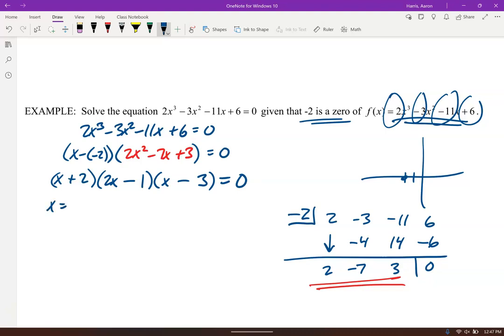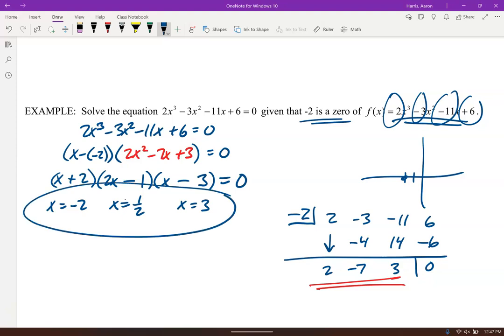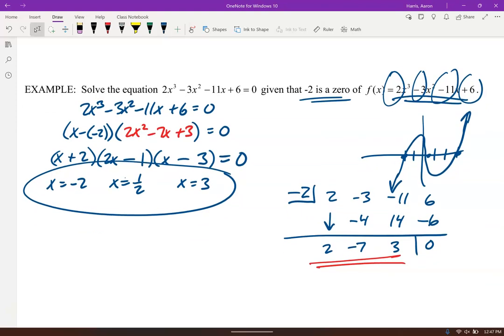We can find all the zeros for this: -2, plus 1 divided by 2, add 3. There's all my zeros for that function. This is saying it hits at -2, hits at 1/2, and it hits at 3, right? And this is 2x to the cube, so I know it's going to go down to the left, up to the right. If you were actually graphing this, it would look something like that, right? If you were graphing the original cubic function on that. Okay?